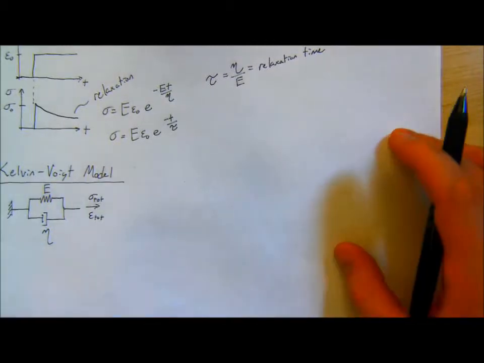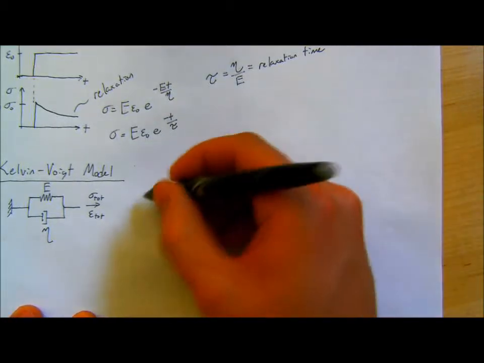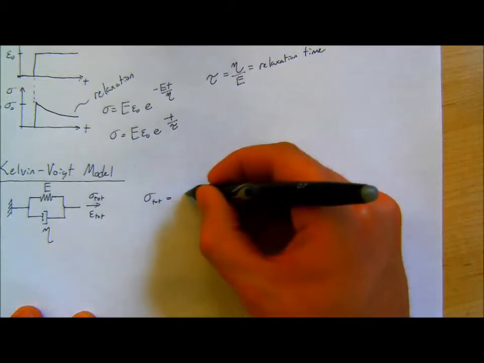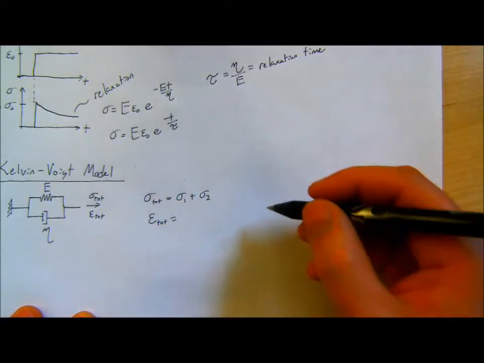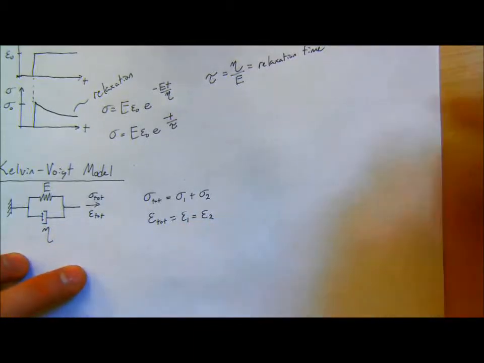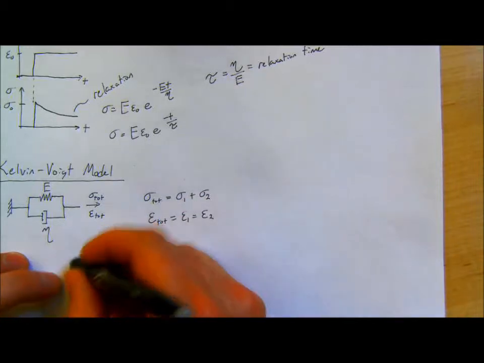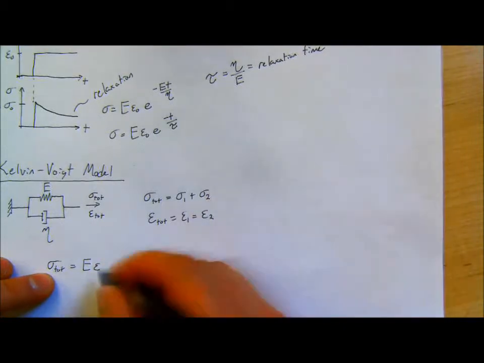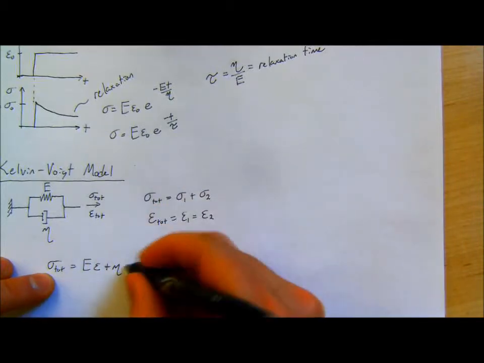So here now I know that the total stress for this sum is equal to the stress in 1 plus the stress in 2, and these strains are equal, epsilon 1 is equal to epsilon 2. My stress now I can plug in a little more simply. So I know my total stress is E epsilon, and my stress 2 is plus eta epsilon dot, where now my total strain is just some epsilon here.